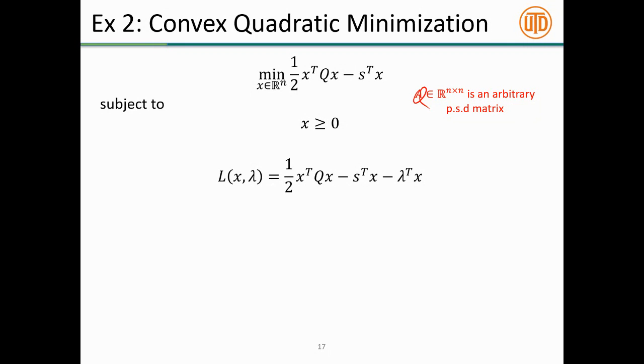So to do this, I can apply the method of Lagrange multipliers. So I have a collection of inequality constraints, one for each dimension of x. That means x is n-dimensional, so I have n Lagrange multipliers. So the Lagrangian for this problem takes the objective function, 1/2 x transpose Qx minus s transpose x, and subtracts from it lambda transpose x, where lambda is a vector of Lagrange multipliers corresponding to the inequality constraint x is greater than or equal to 0.